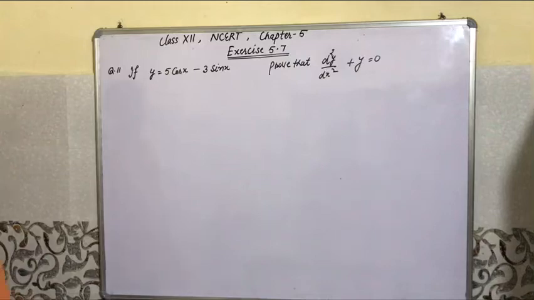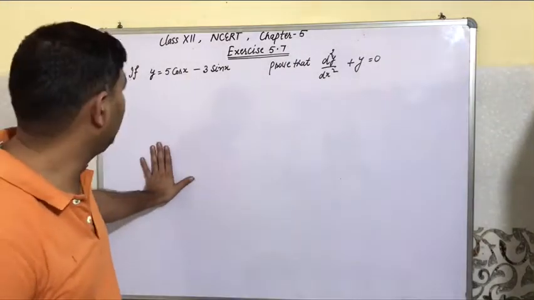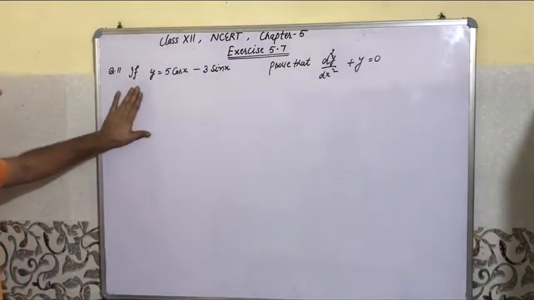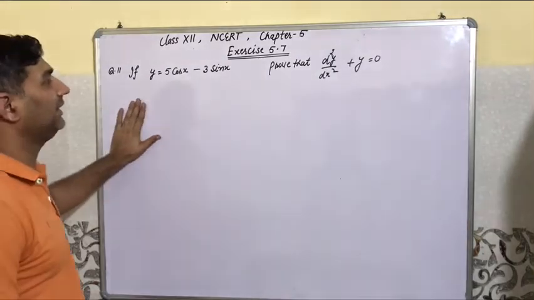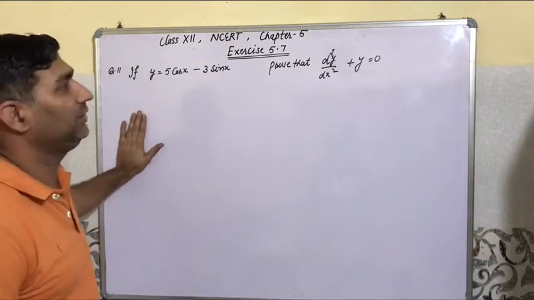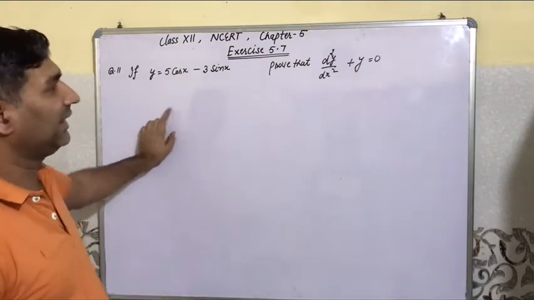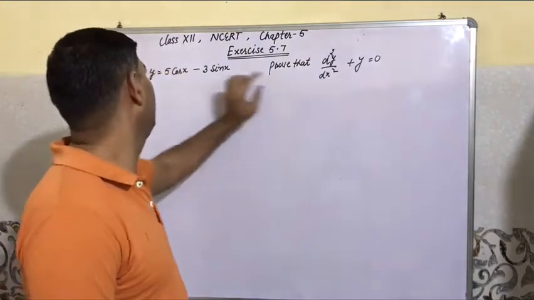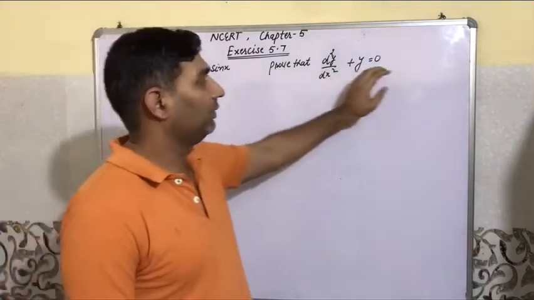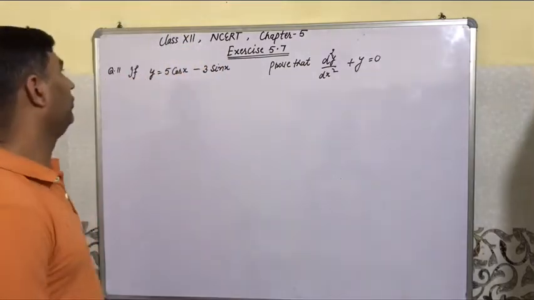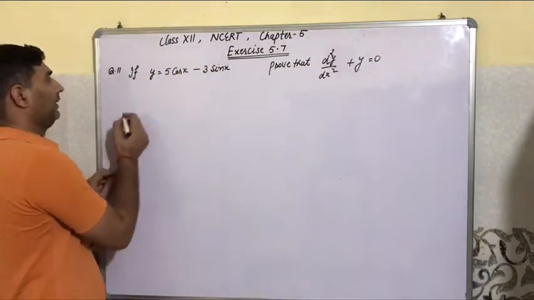We are discussing exercise 5.7 question number 11. If y is equal to 5 cos x minus 3 sin x, then prove that d square y upon dx square, that means second derivative, plus y is equal to 0. हमें प्रूव करना है.